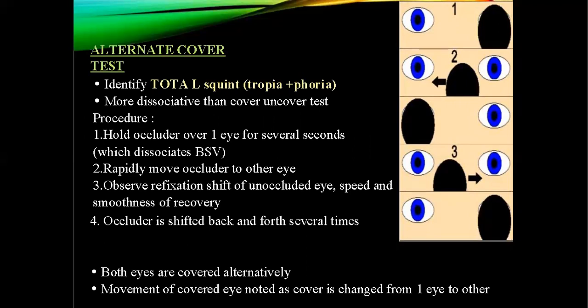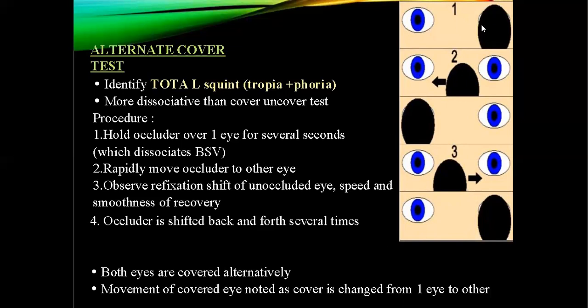The other importance of this alternate cover test is to see whether the primary deviation is equal to the secondary deviation. This topic is complicated and it is important in paralytic squint. In concomitant squints, the deviation of both eyes will be the same. But in paralytic squint, the deviation of the normal eye will be more than the deviation of the squinting or paralytic eye. So this is called secondary deviation more than primary deviation. That test is done to diagnose paralytic squint. It's a slightly complicated topic, but I just want to mention it.